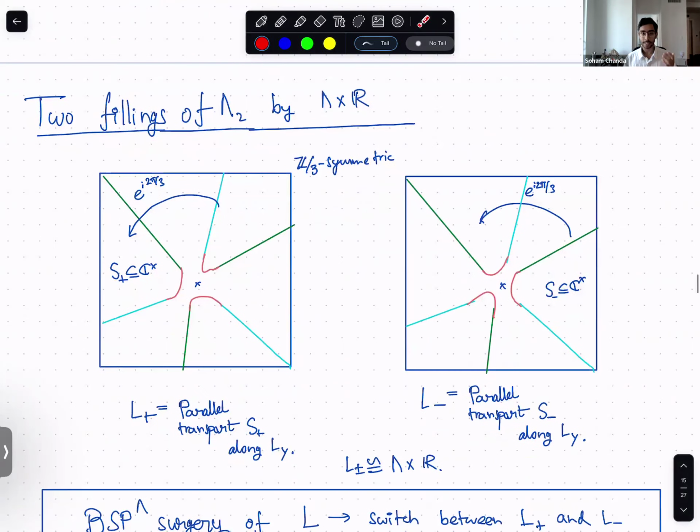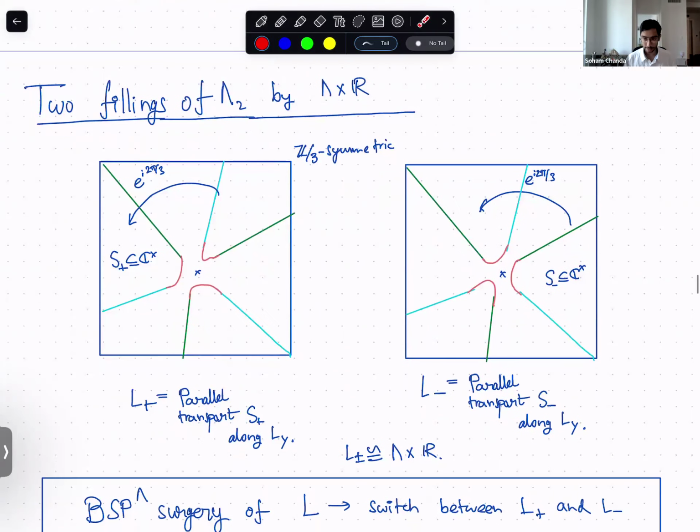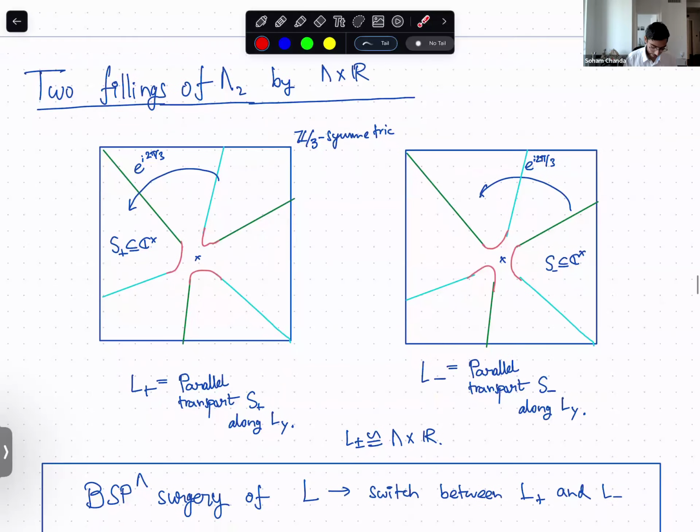Okay, so let's look at a C star slice. This is where the diagrams are not perfectly symmetric, but assume that this is Z3 symmetric. I'm taking k equals 3. So what I want to say is that if I apply e to the i 2 pi over 3, so if I apply rotation by a third root of unity, this figure will actually go to this figure, which does not look like that, but let's be imaginative and say that it is Z3 symmetric.